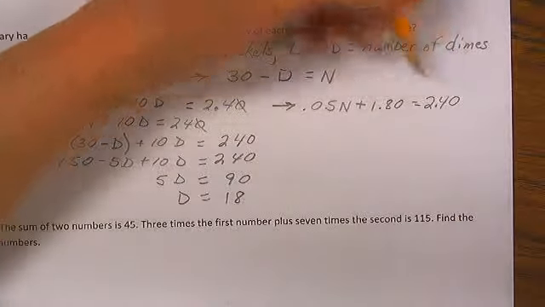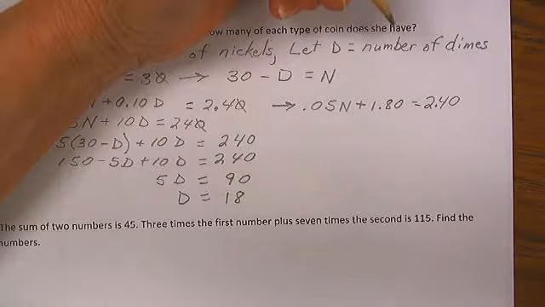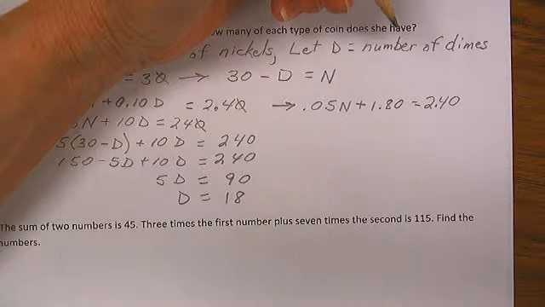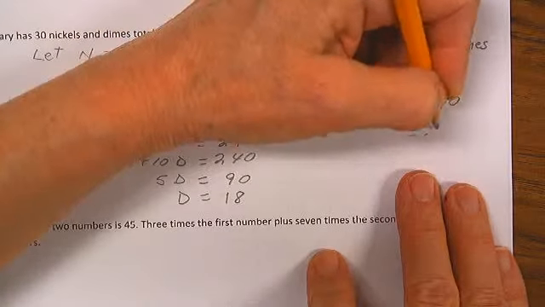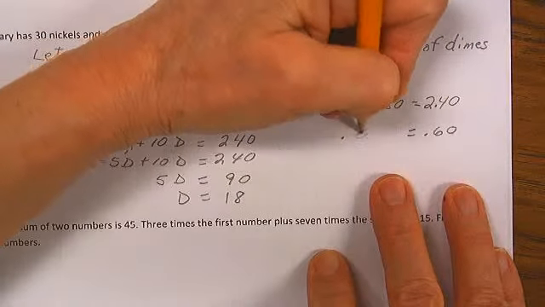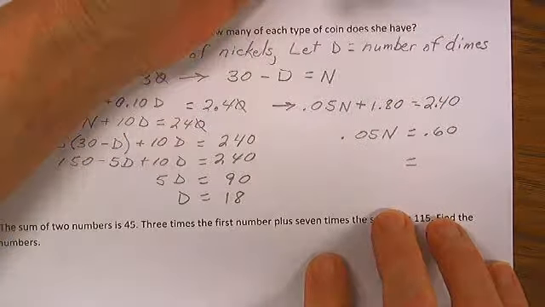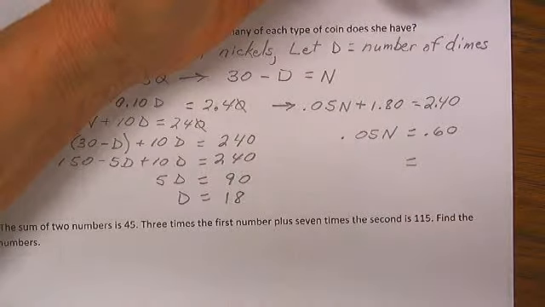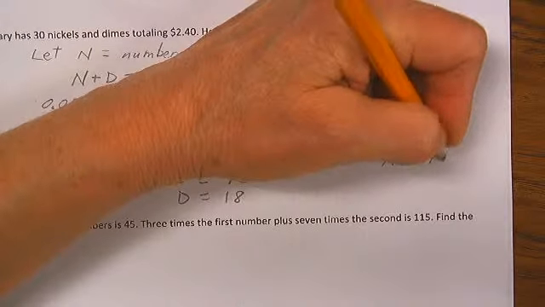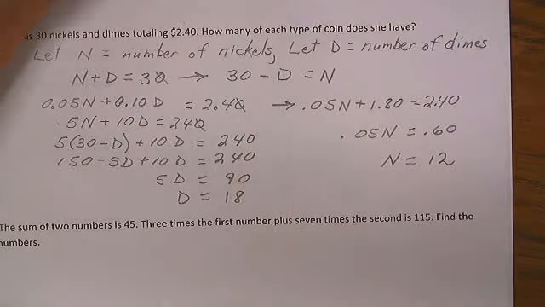So if I subtract 1.80 from each side, 2.40 minus 1.80, that's going to give me 0.60. 0.05 times the number of nickels equals 0.60. Divide both sides by 0.05, and that is going to give me 12. Let's see whether that makes sense.